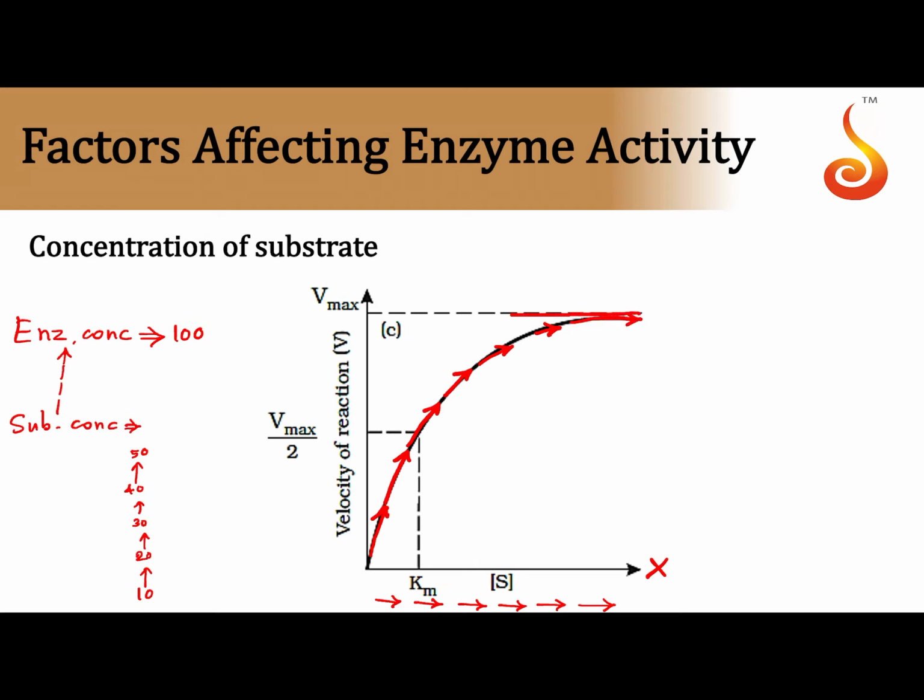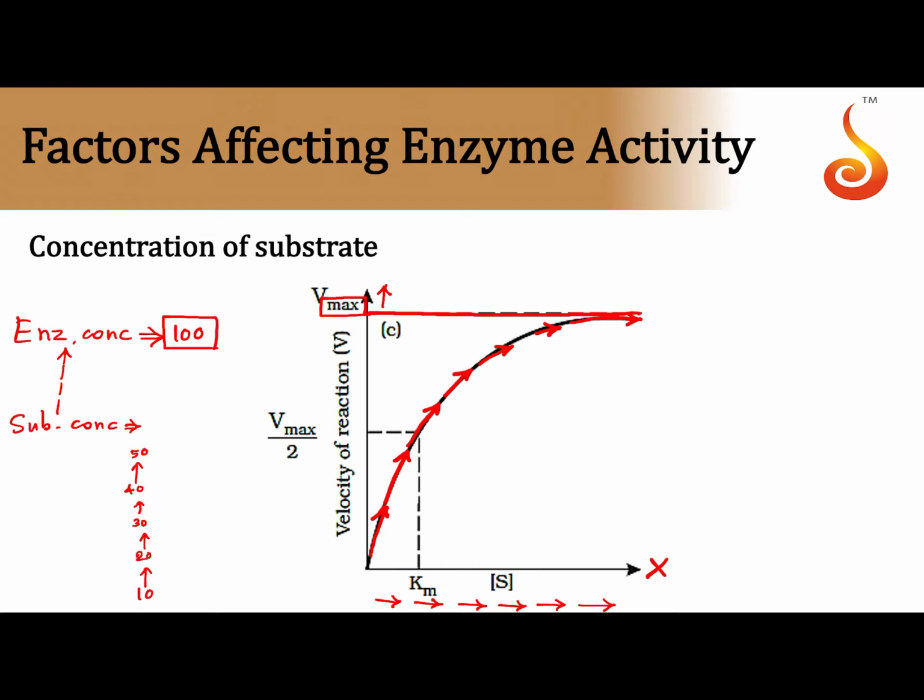Now the question is, why does the velocity reach a constant value here? Why does it reach a maximal value here? Why is the velocity not progressing above this? Because all the enzymes have become used up. How many available enzymes are there in the solution in the reaction mixture? There are 100. So you cannot expect the reaction to proceed beyond 100 because there are 100 enzymes which are already available in the reaction mixture. If you add 200 substrates, all the 100 enzymes have already become occupied.